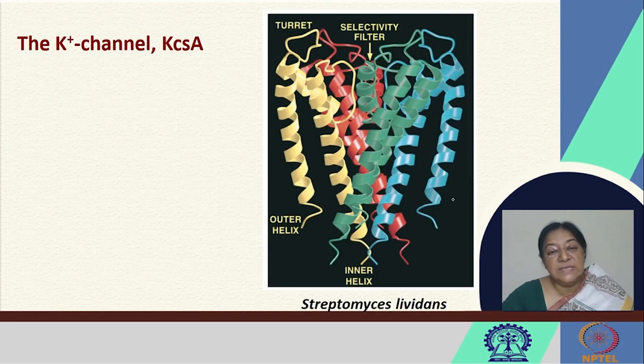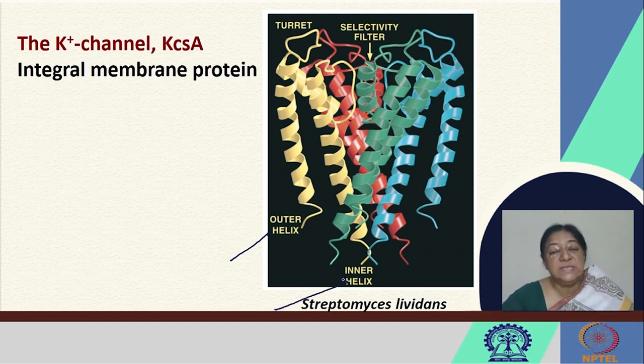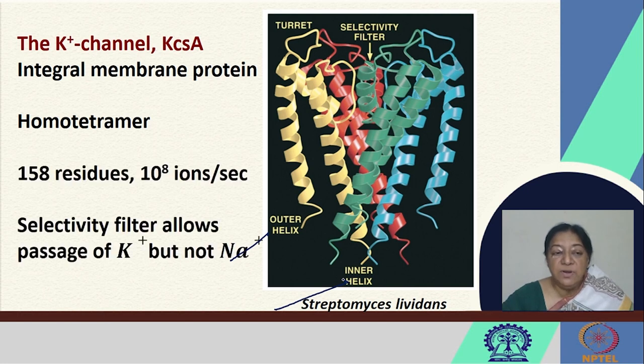When we look at this K plus channel, a very interesting protein, we have its structural aspects with the specific helices, where we have an outer helix and an inner helix. In this case, this is an integral membrane protein, a multi-helical protein. It is a homotetramer. It has 158 residues and has the capacity to transfer 10 to the 8 ions per second. And the selectivity filter here in the center of the channel allows the passage of K plus only and not Na plus.